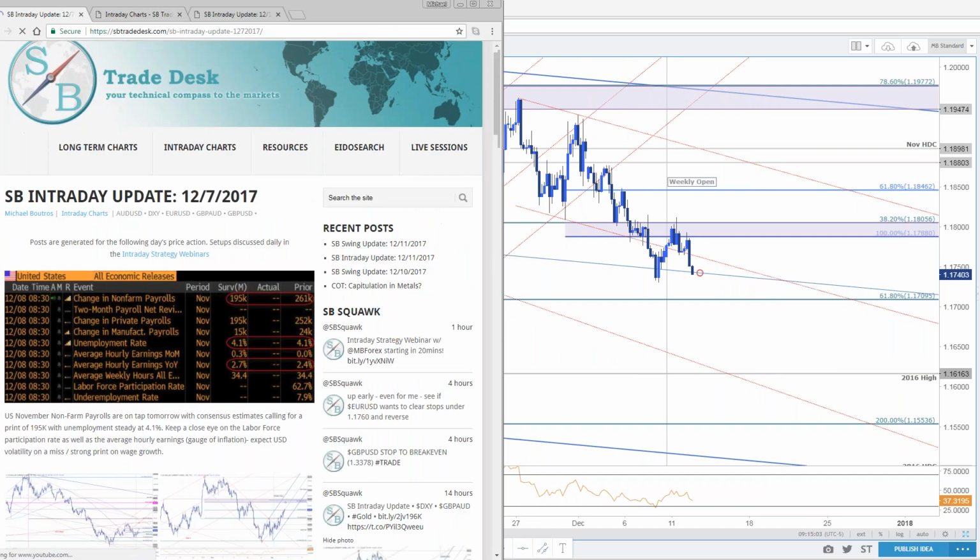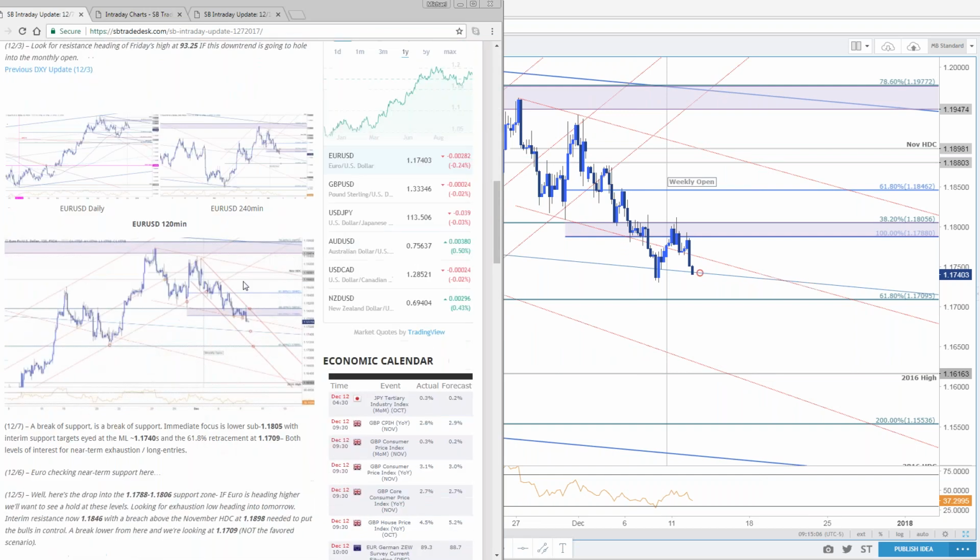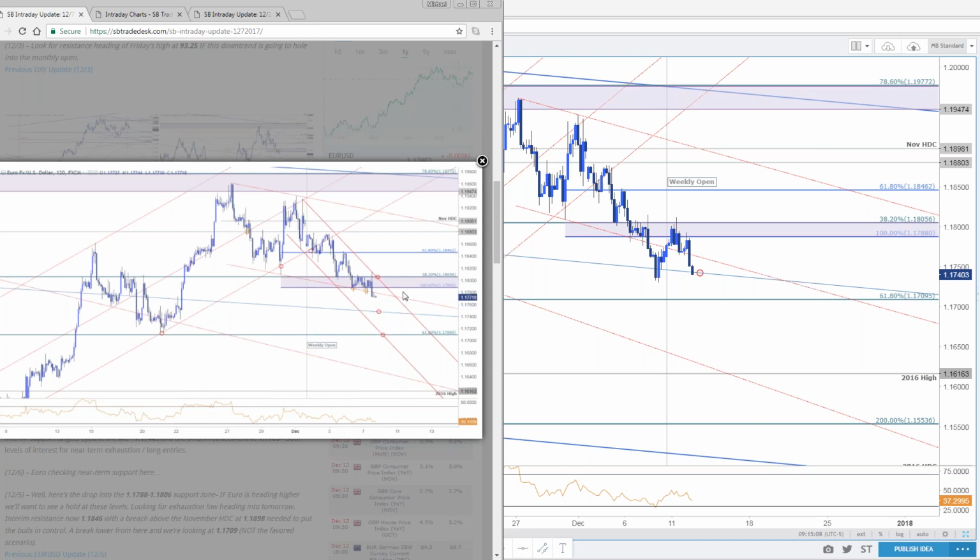Well, it was the NFP print, right? Here's euro. So I've since removed this slope. It's basically off this high. We broke through, we came right back and touched it, and it looked like we probed right back through it last night, so I kind of removed it off the charts. But keep the lateral levels in focus.